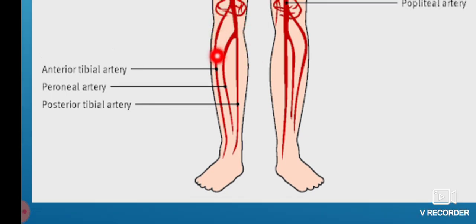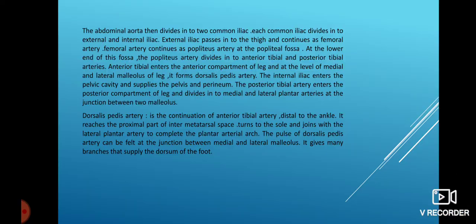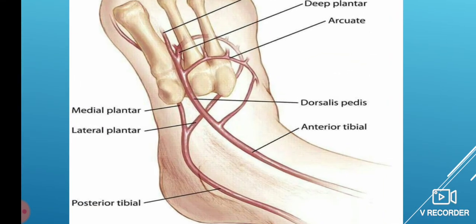So this anterior tibial goes in front and reaches the ankle region. After reaching here, it enters into the dorsum of the foot. Foot has two aspects, one upper surface and an under surface. The upper surface is the dorsum of the foot where you can see the thin skin. But the lower surface or under surface is the plantar surface that forms the sole of the foot. So it has two surfaces, a dorsal surface and a plantar surface.